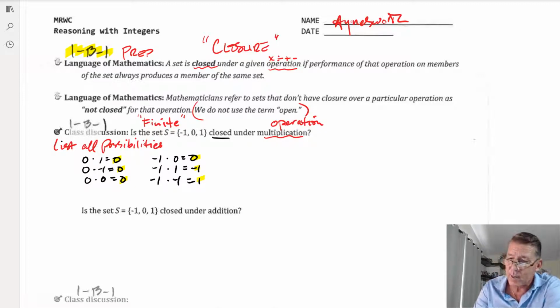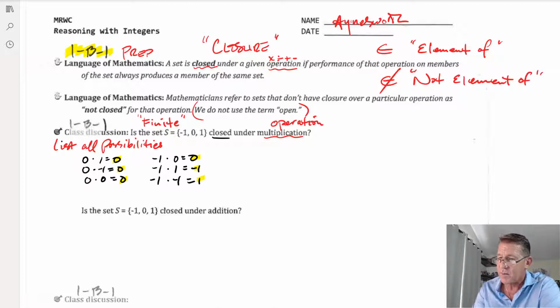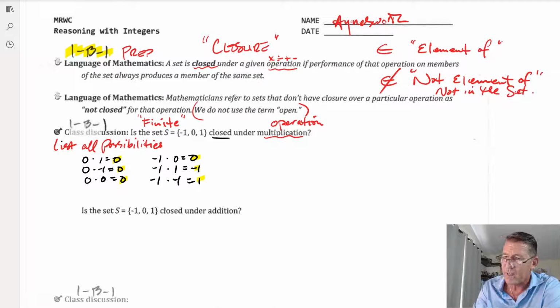Okay, and speaking of that, let's talk about symbols here. We have a symbol called element of. It's the funny looking E here, and that means it's inside the set. Now if it's not in the set, we put a slash through it, and what that means is not an element of, which simply means it's not in the set. So not element of means not in the set. That's all it means. So make sure you write that down off to the side.